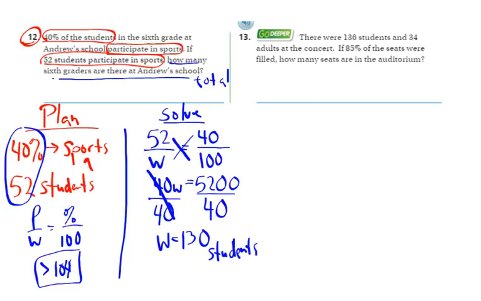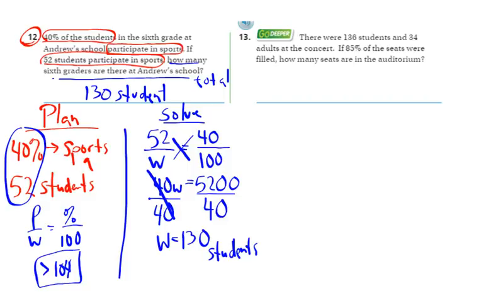So, since it is a reasonable answer, as I go through that check process, did I answer the question? Well, did I come up with a student amount? And I did, and I came up with 130 students. And if 52 participate in sports, then I should have more than 52. And we predicted for greater than 104. So our answer is reasonable. So I'm not going to go back and check my work. I think we're good, and we're going to move on.